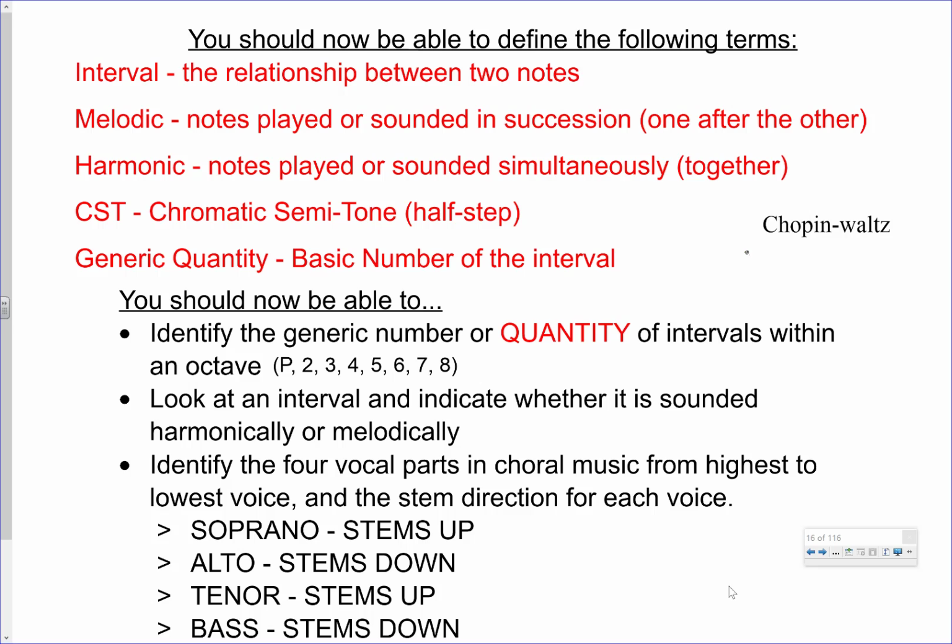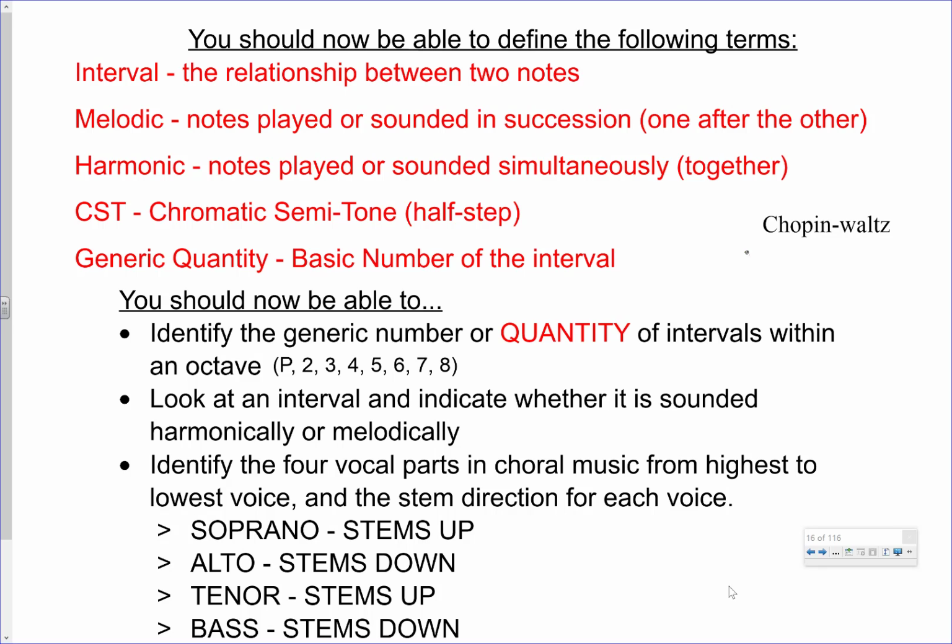When we see the abbreviation CST in our packets, we're talking about a chromatic semitone or half step. And the term generic quantity refers to the basic number of the interval. You should also now be able to identify the generic number or quantity of intervals within an octave: prime, seconds, thirds, fourths, fifths, sixths, sevenths, and octaves. You should also be able to look at an interval and indicate whether it is sounded harmonically or melodically.